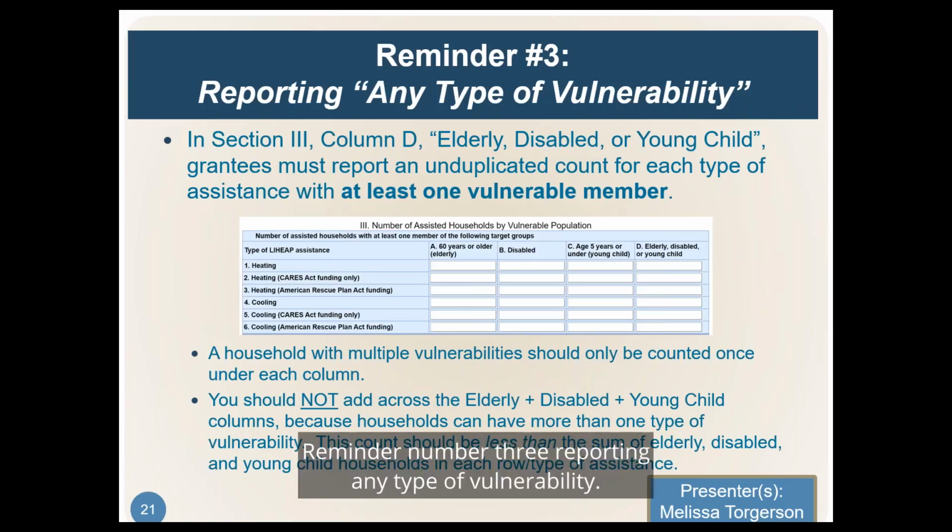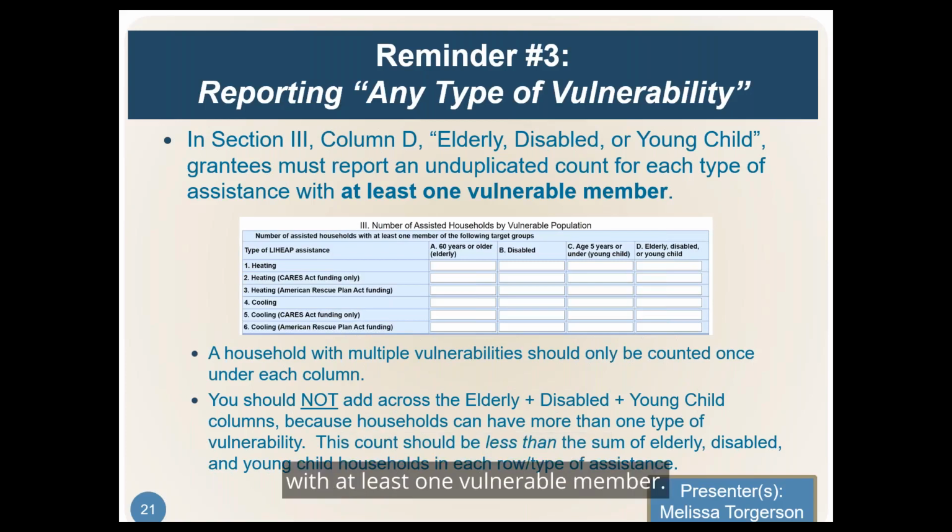Reminder number 3, reporting any type of vulnerability. So in Section 3, column D, you're going to notice that grantees must report an unduplicated count for each type of assistance with at least one vulnerable member. So households with multiple vulnerabilities are only going to be counted once under each column. Let me give you an example.